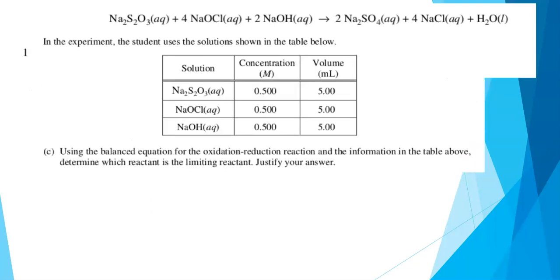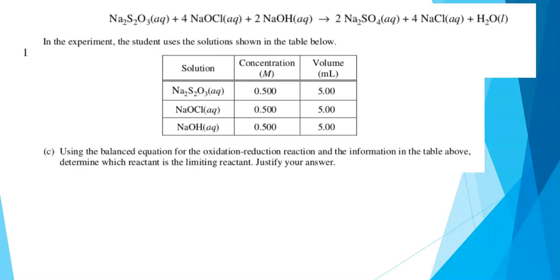Okay, for part C, all right, it goes on and says, in the experiment, the student uses the solutions shown in the table below. Well, there are 3 reactants. We're given the concentration and volume of all of them. Using the balanced equation for the oxidation-reduction reaction and this information, which reactant is the limiting reactant? Justify your answer.